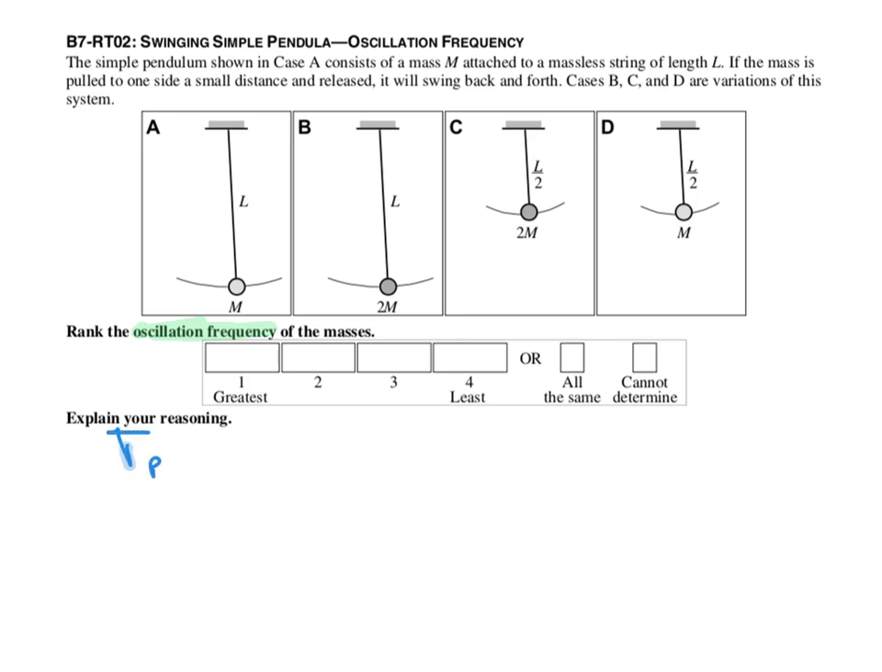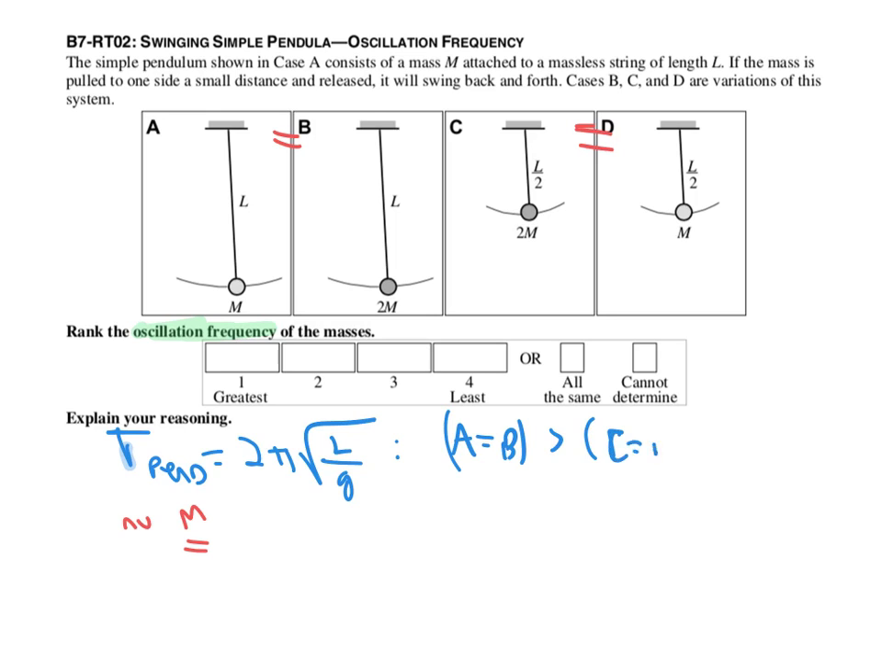The period of a pendulum depends on it: 2 pi times the root of L over g. And what we can see most importantly here is no m. The mass is unimportant. So that says that A and B are going to be the same, and C and D are going to be the same. Next, for the period, we can see that the ranking would be the longer the string, the longer the period. So we'd have A and B are more than C or D.